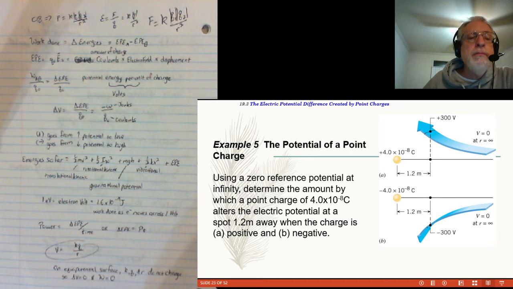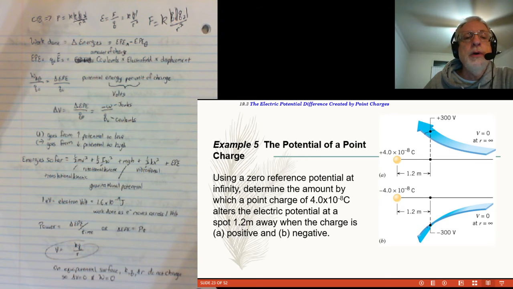Determine the amount which a point charge of 4 times 10 to the negative 8 coulombs alters the electric potential at a spot 1.2 meters away when the charge is positive and negative. Once again, you know that the one is just going to be the negative of the other. So I have a positive 4 times 10 to the negative 8 coulombs and a negative 4 times 10 to the negative 8 coulombs at 1.2 meters. All right, so that's what we know. So how much does that charge alter the electrical potential at a point 1.2 meters away?